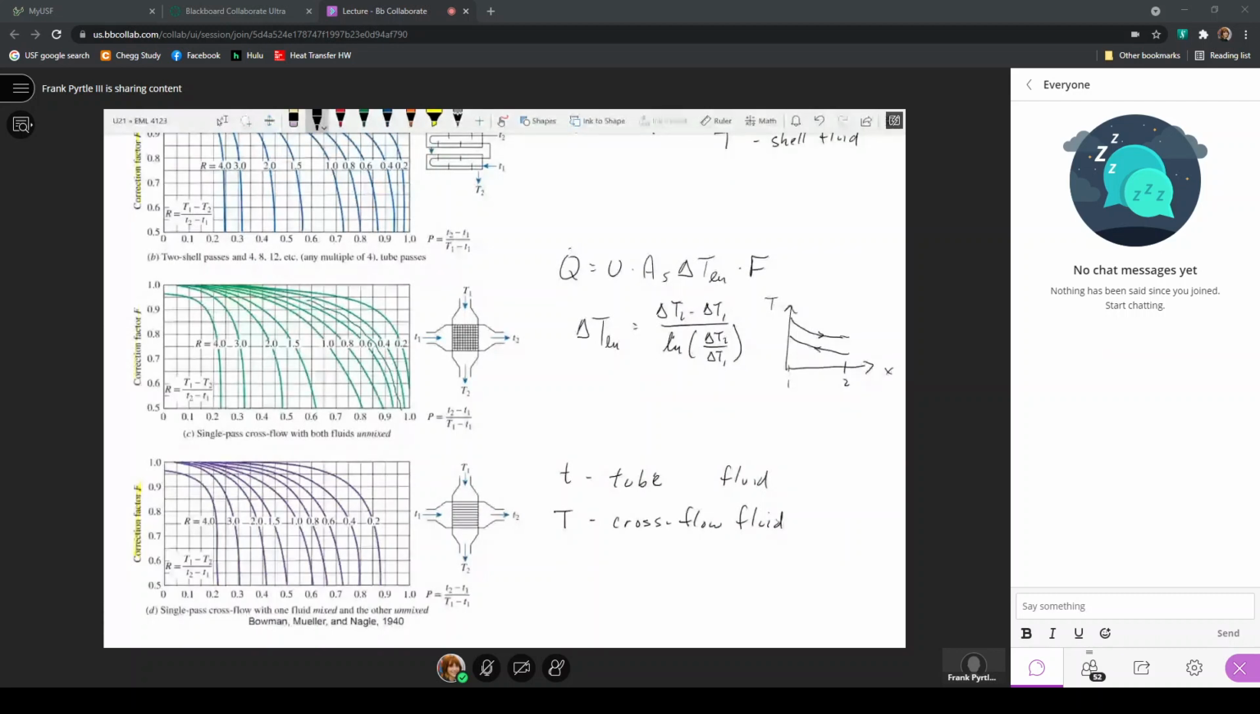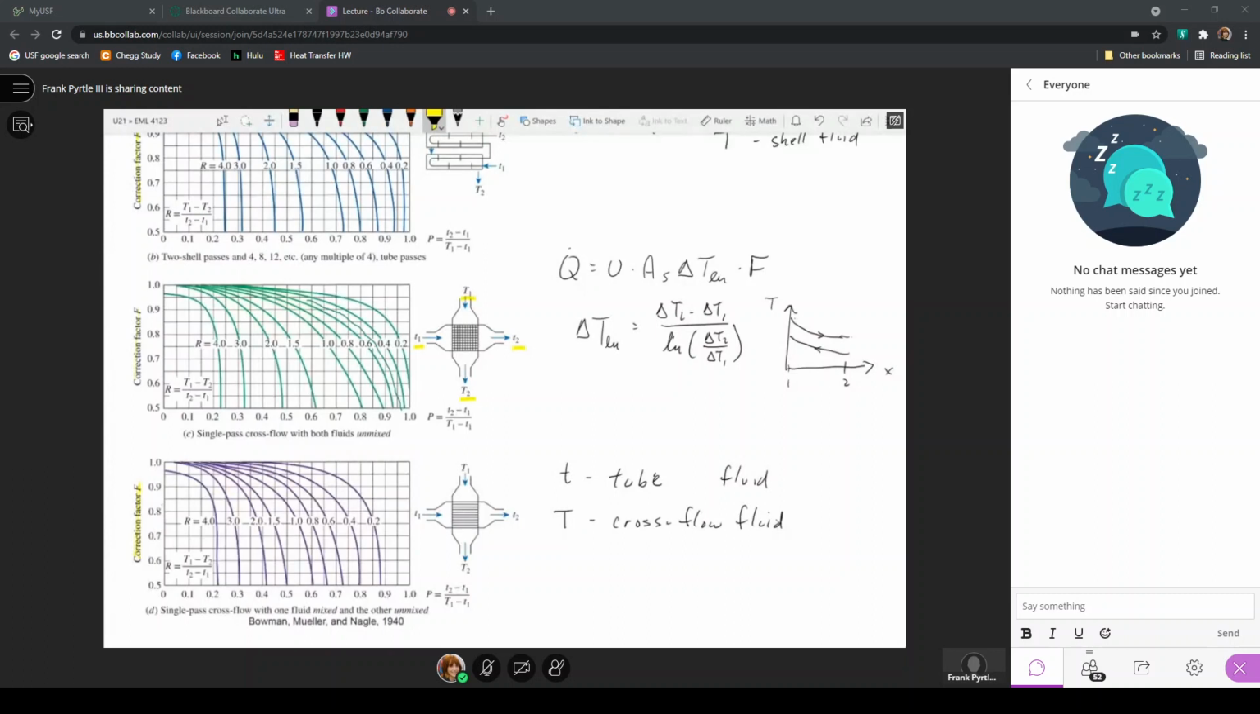So that says that the hot outlet temperature minus the cold inlet temperature will be the delta T2 for the log mean temperature difference calculation. And delta T1 will be the hot inlet temperature minus the cold outlet temperature. Again, we have two outlet temperatures, lowercase T2 and uppercase T2. We have two inlet temperatures, uppercase T1 and lowercase T1.